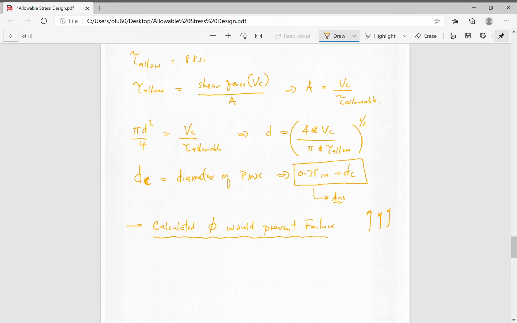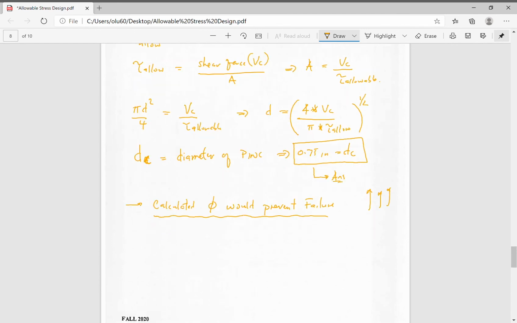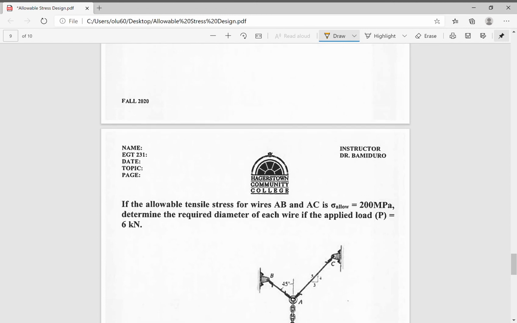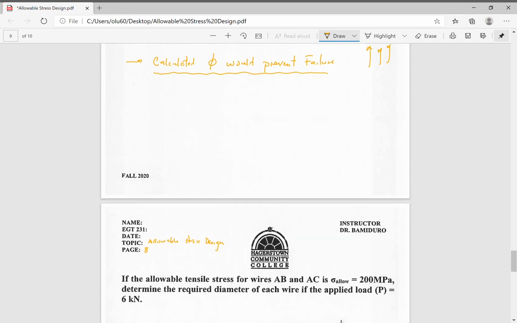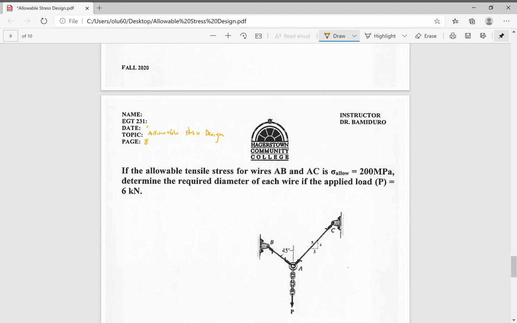Just to give you another example. Okay. Let's give you another example. This will be page 8, and this will be allowable stress design. Okay. Today's date is 10 September.